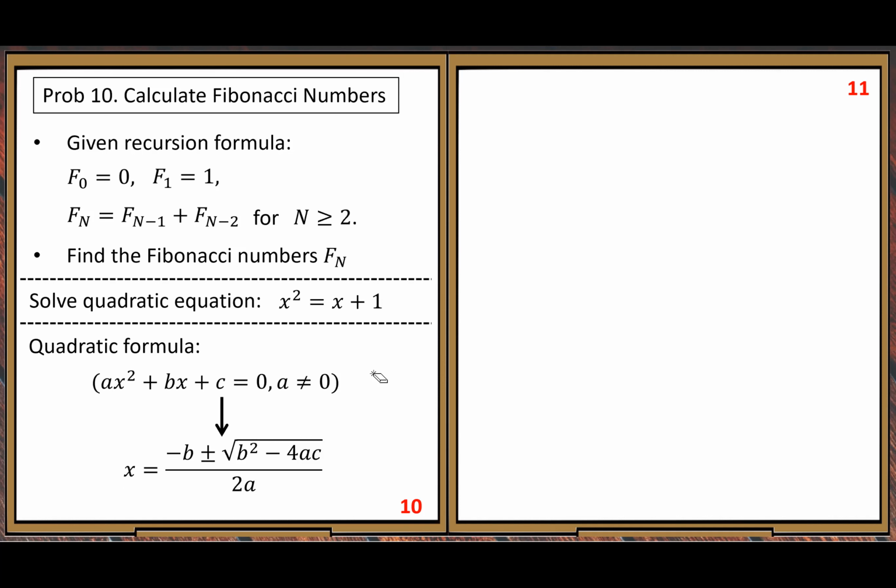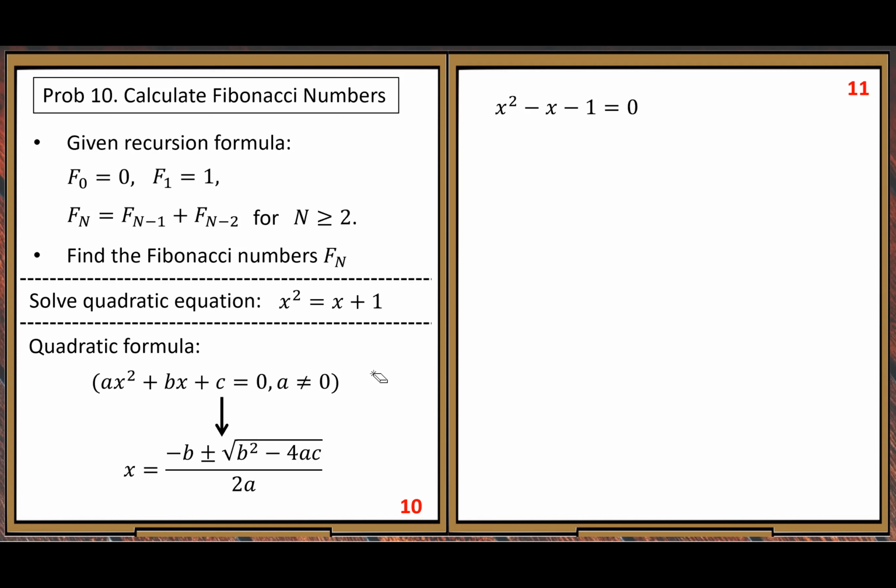Numerator negative b plus or minus, two possible solutions. Root of b squared minus 4ac and a denominator 2a. I believe everyone, at least, you may not be able to memorize it exactly, but at least you have some experience using this formula. Here, let us plug in, because we have the ABC coefficients.